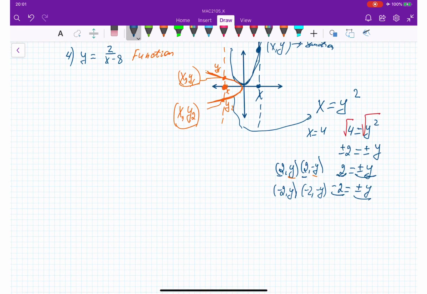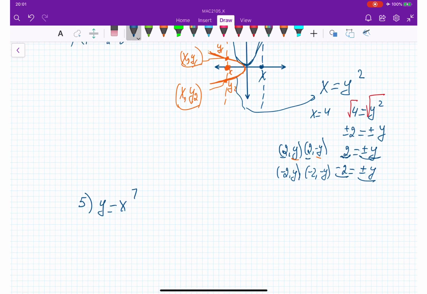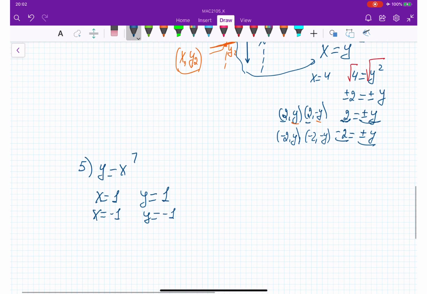Okay, moving to question number 5. y is equal to x to the power 7. Okay, how can we prove this? Let's say x is equal to 1. I'm getting y is equal to 1. If I take x equal to negative 1, y is equal to negative 1, because negative 1 to the power 7 is negative 1. Let me take one more. Take x equal to 2. Then y is equal to 2 to the power 7, right? Whatever value it is, we still get one answer. Therefore, we are going to say that this is a function.